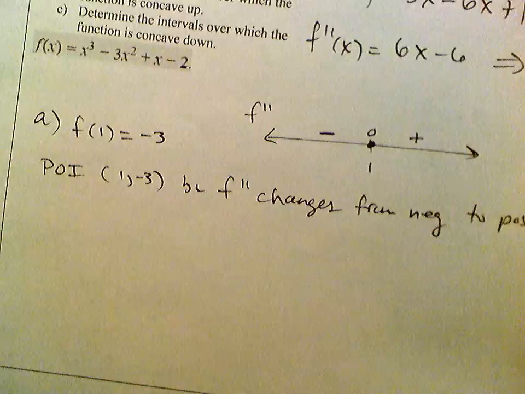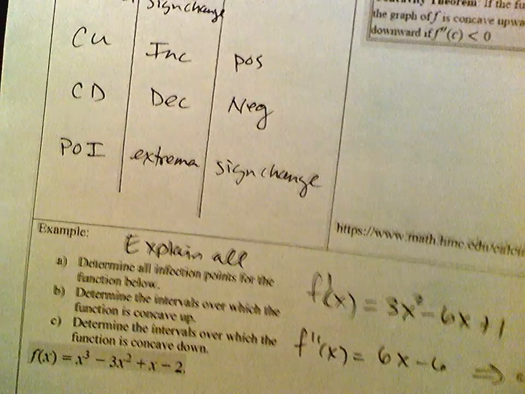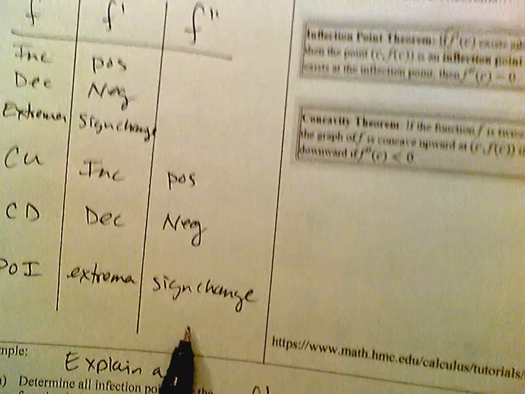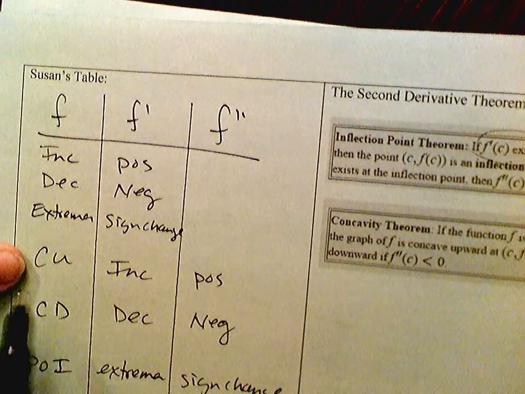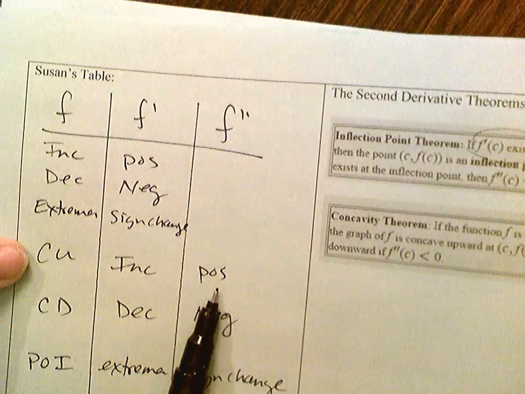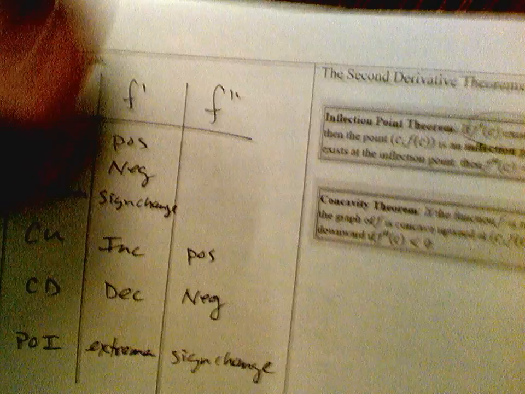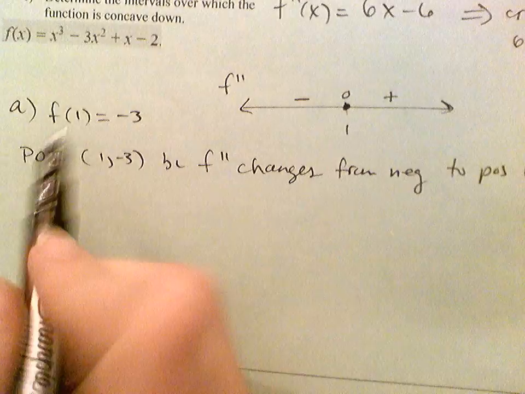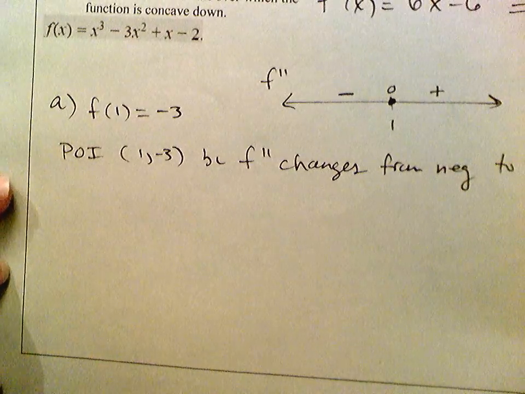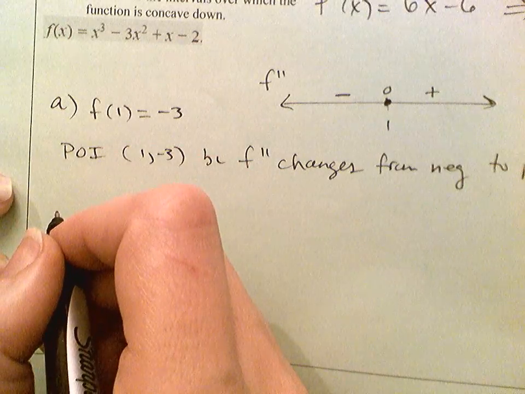Now part B. For a point of inflection, we were looking for a sign change on f double prime. Now for part B, determine the intervals over which the function is concave up. Well, we know f is going to be concave up if f double prime is positive. On the positive interval, it's concave up. On the negative interval, it's concave down, because its second derivative is negative.